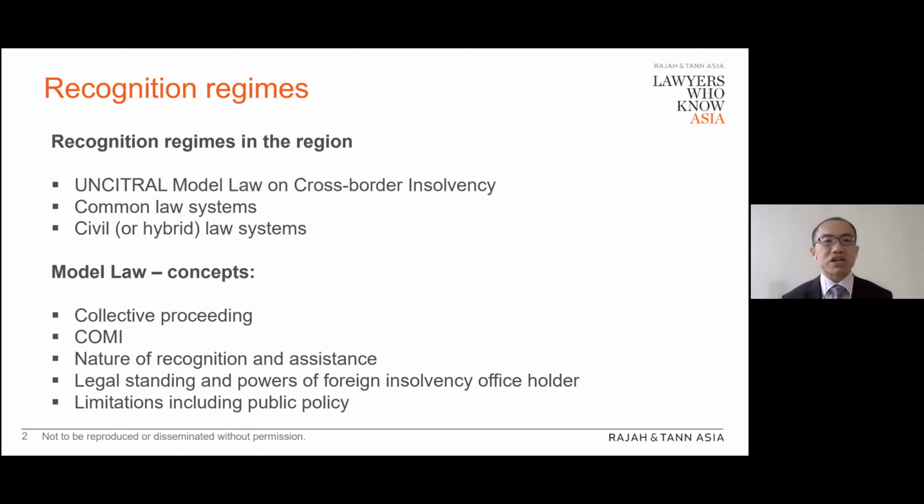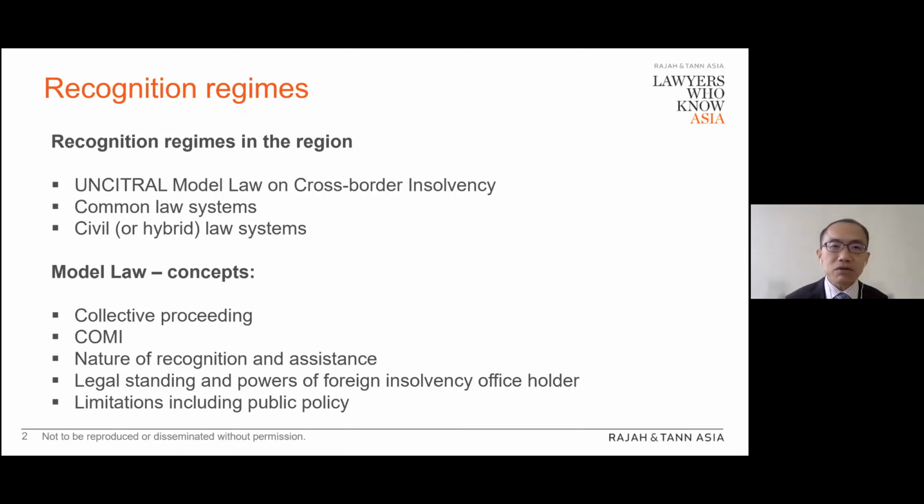And there's a lot of discussion and debate as well on the extent of the powers the recognizing court can grant. But again, simplifying for today's purposes, the typical reliefs and powers include having a stay against action or enforcement in the domestic recognizing courts, as well as sometimes entrusting assets to the foreign insolvency office holder to be administered for the benefit of the creditors as a whole.